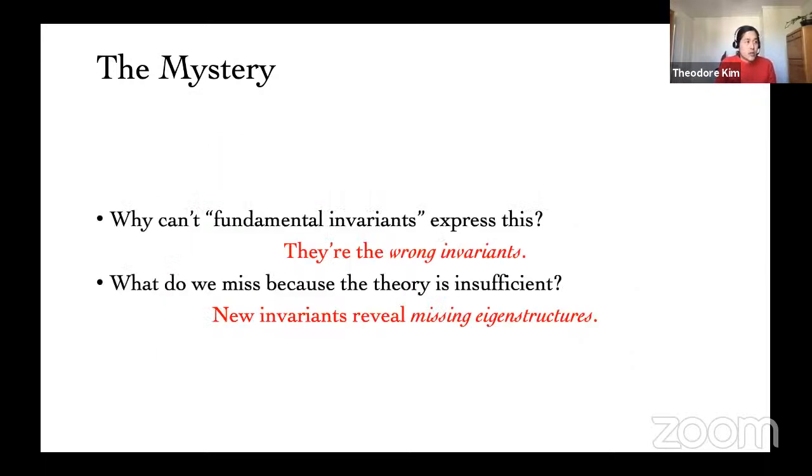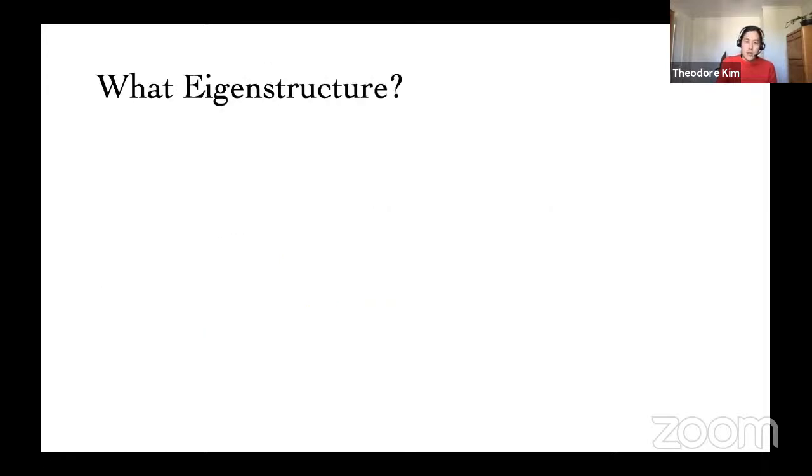All right, so on to the second question. Why does this all matter? So what did we miss because the theory was insufficient before? What we're going to see is that there are eigenstructures that you can now see because we have the correct set of invariants. And to this, you might say, what eigenstructure? What are you talking about?